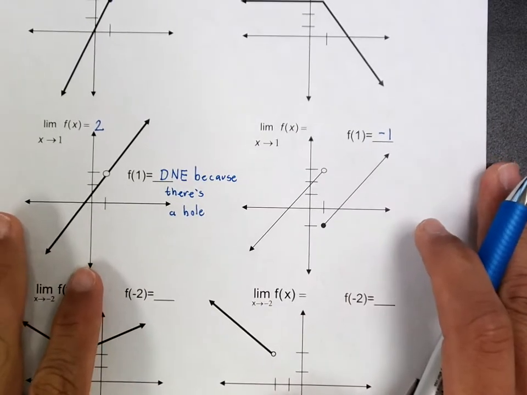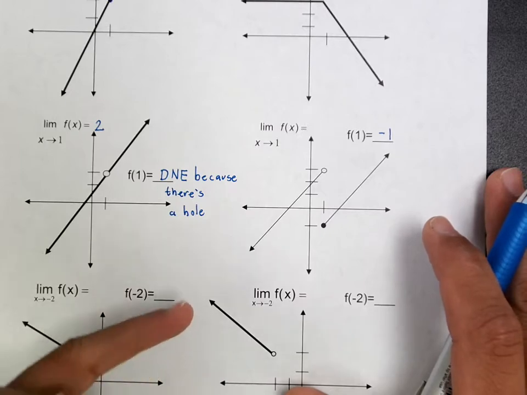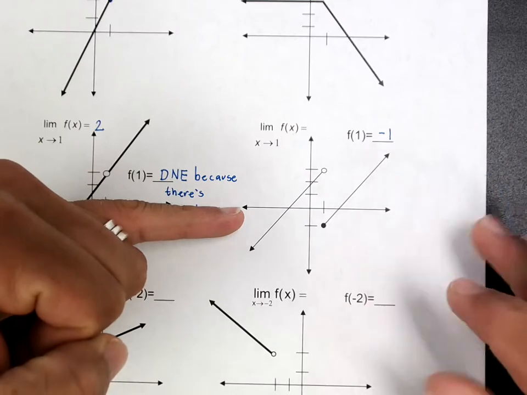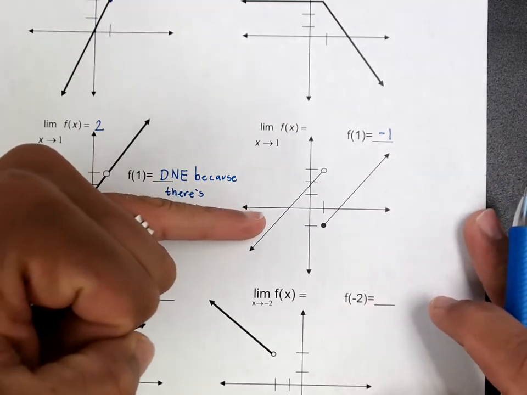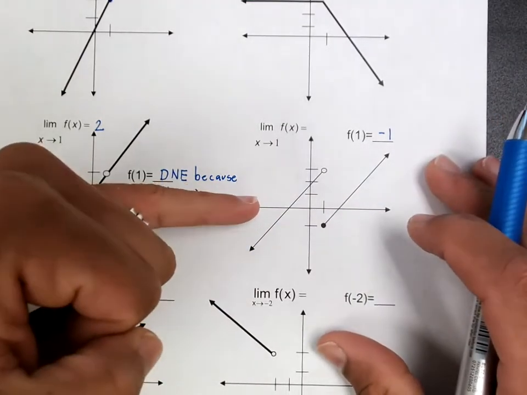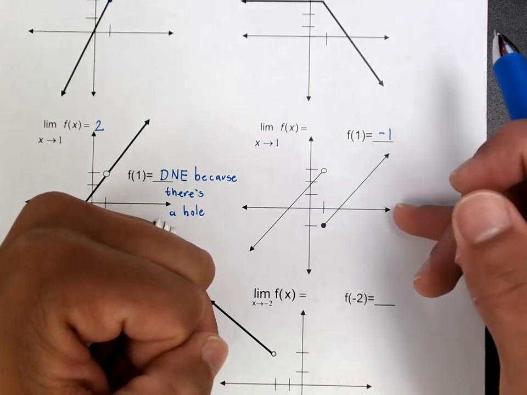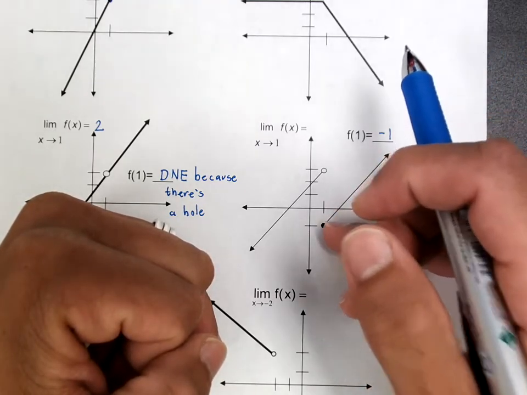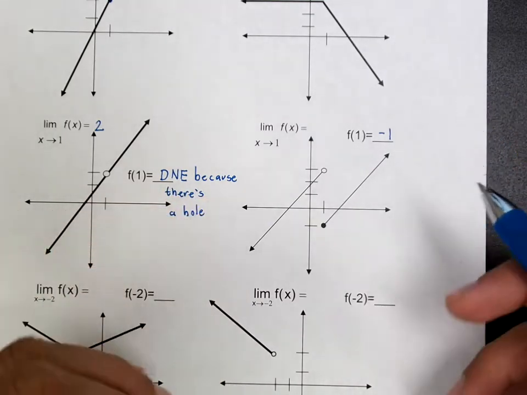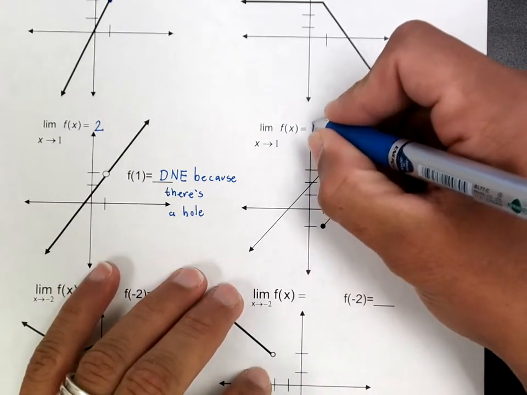Now, for the limit, you have to look at it like this. As you approach x is equal to 1, which is right here, read this line. As you approach x is equal to 1 from the left and from the right, you're actually approaching two different values. From the left, you're approaching positive 3, and from the right, you're approaching the value -1. Because you're approaching two different values from the left and from the right, the limit as x goes to 1 does not exist.